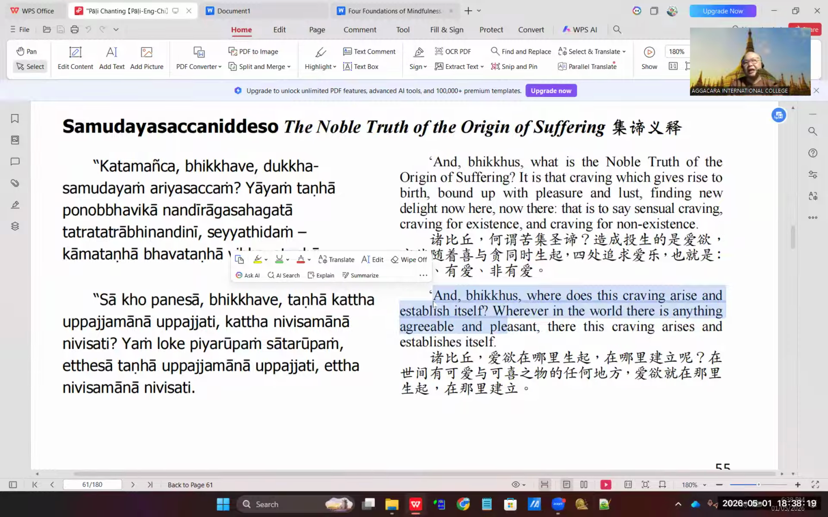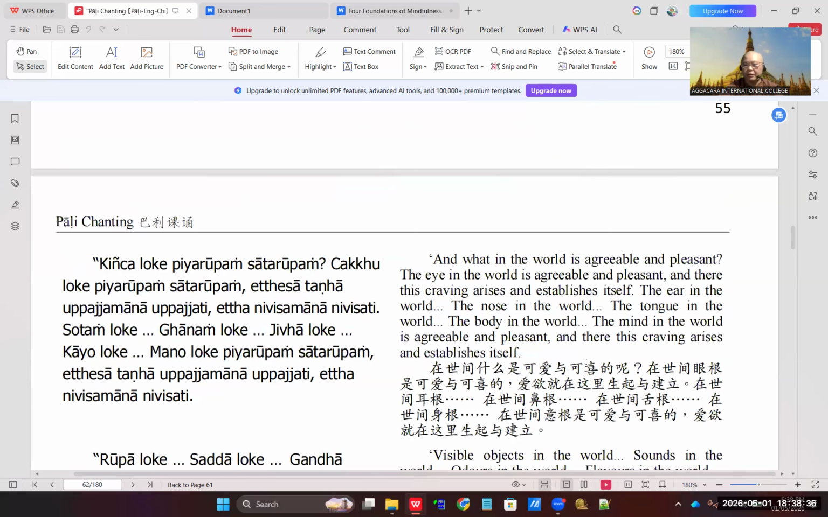It means any object, as long as the mind likes it, as long as the craving likes it, the mind will establish itself. So it can be any object here. But here it is not stating any particular object, it's just a general one. Okay, where is the object? So let us see this one. The object here is already stated.